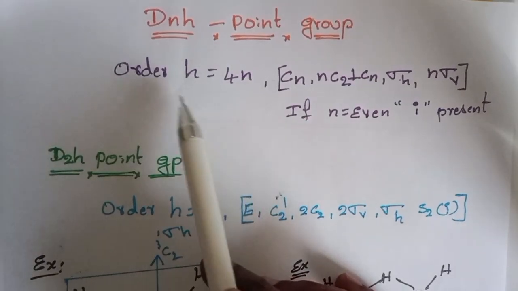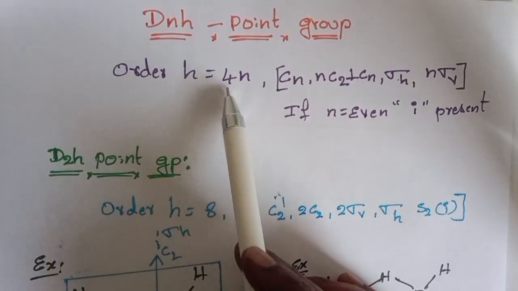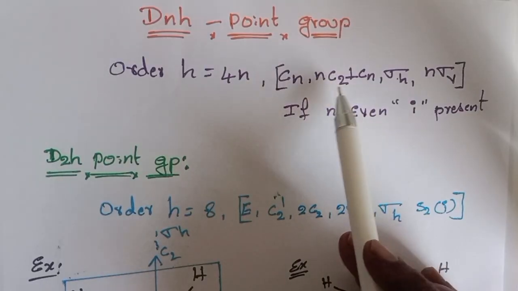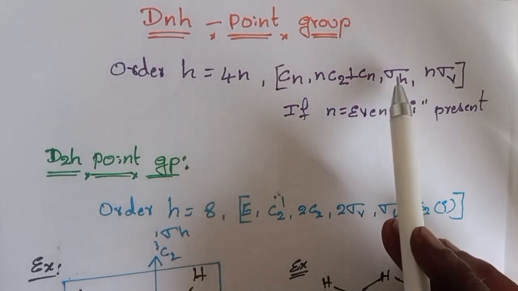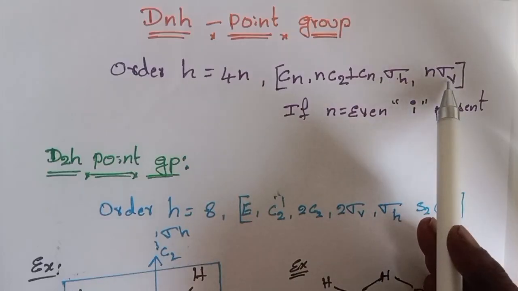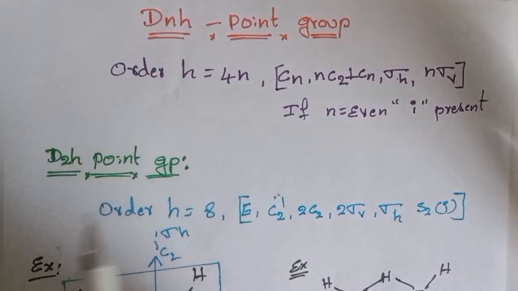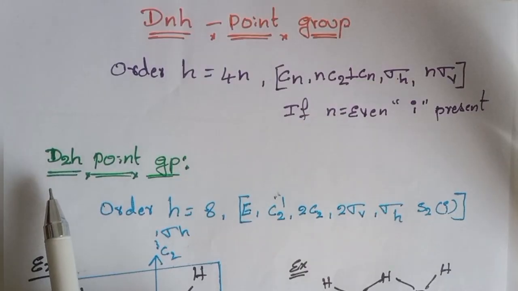DnH point group. Order for this point group is 4n and the existing symmetry elements are Cn, n C2 which are perpendicular to this Cn, sigma h and n sigma v will be present. If n is even, i will be present. So let us take the D2h point group.